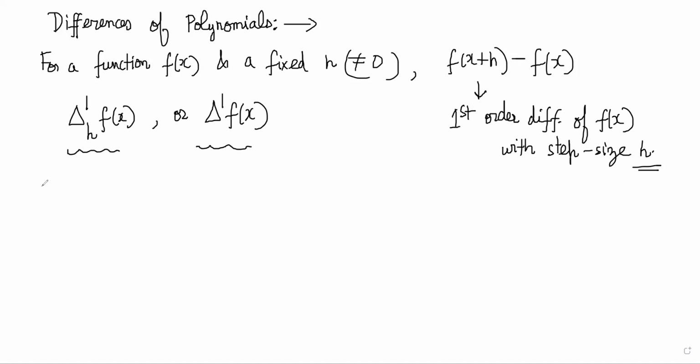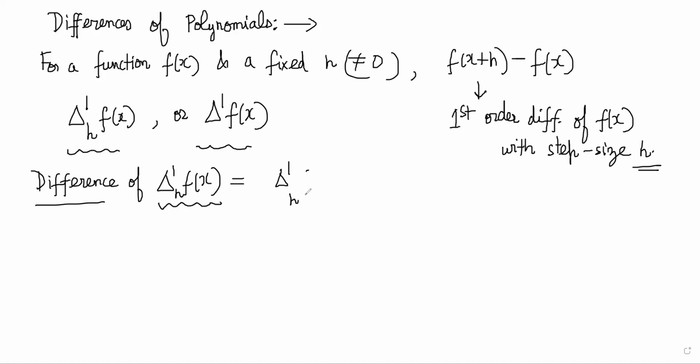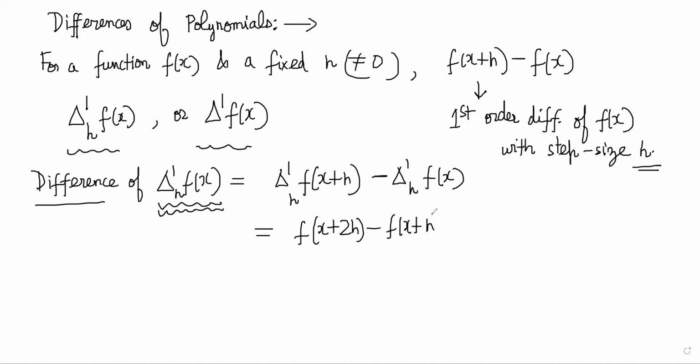Now, if you take the difference of delta 1h f of x, so you're taking the difference of what already was a first order difference, right? What you would get is basically delta 1h f of x plus h minus delta 1h f of x, right? Basically, you're applying the definition of first order difference to an already existing function, which was a first order difference itself, right? So this would become basically f of x plus 2h minus f of x plus h.